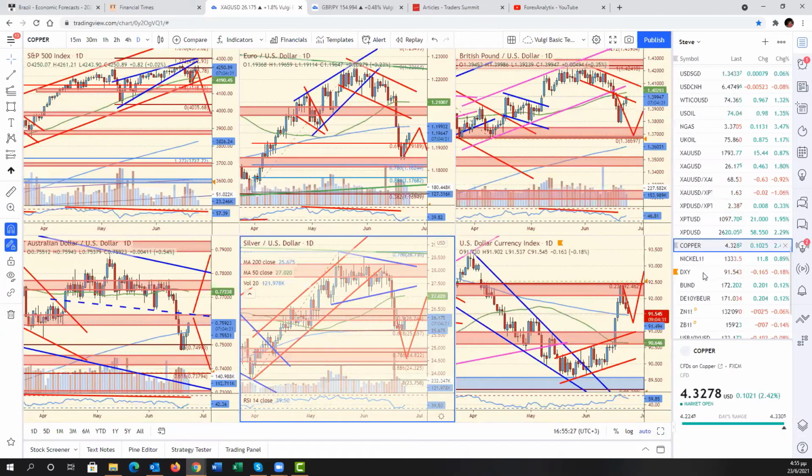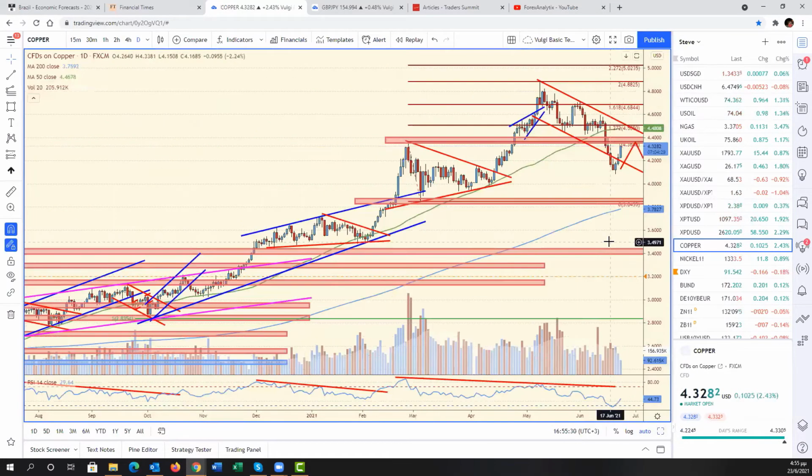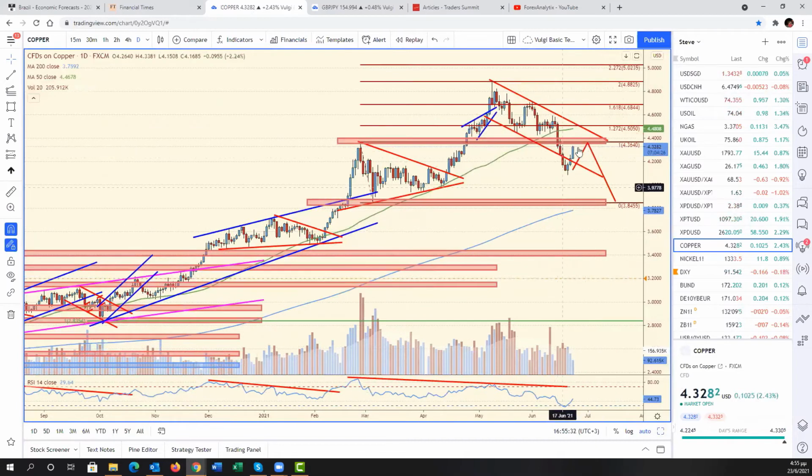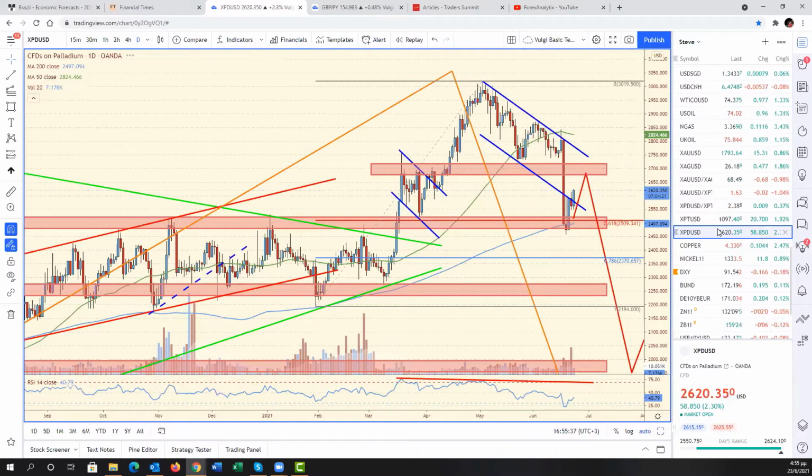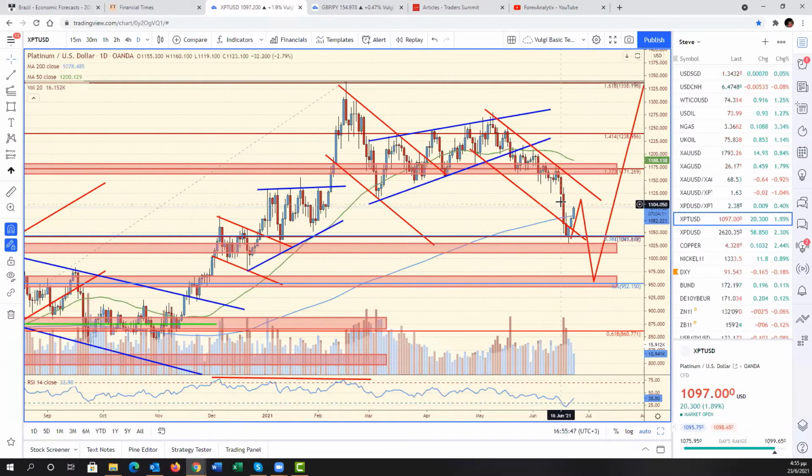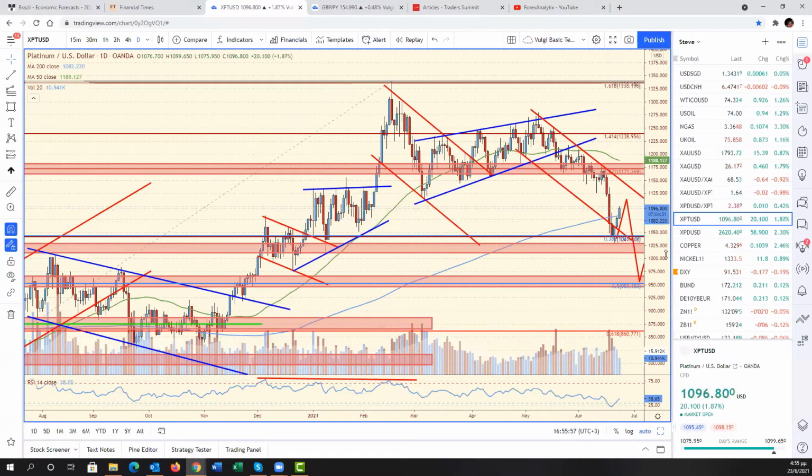Exactly the same applies to copper, right? I said the other day, this is what we drew. Look for 4.36 to be resistance in this case. Palladium, as I said, we might recover all the way up to 2700, but we should see more downside there. Here is platinum as well. 1100, 1120, 1150, 1130 might produce a reaction for another leg lower.